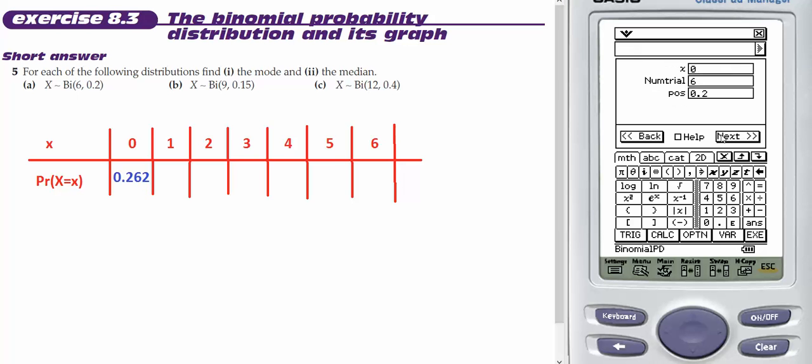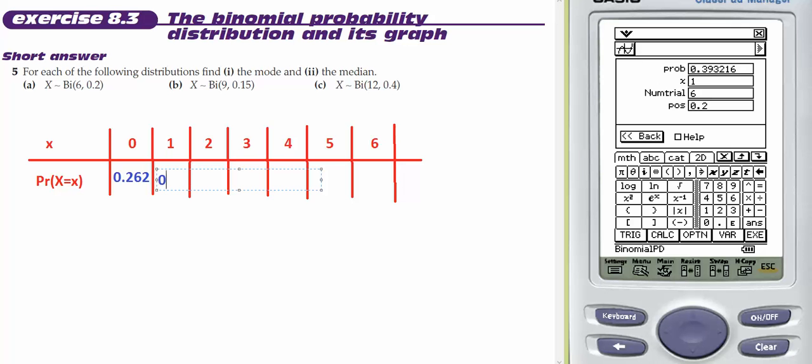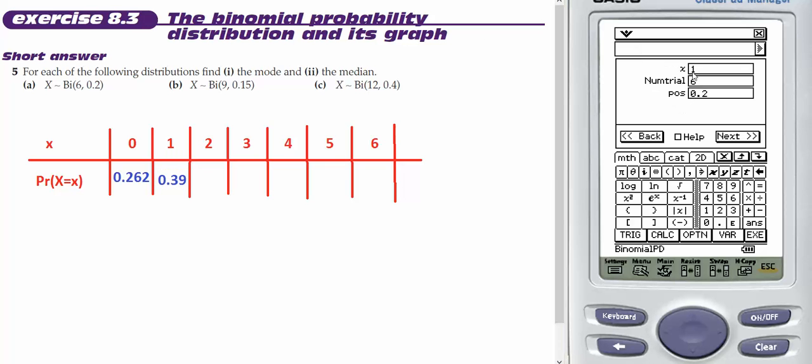I could go back and have a little look at when x equals 1. Next, that's 0.39. I could continue that process, go back, x equals 2, next, 0.25.